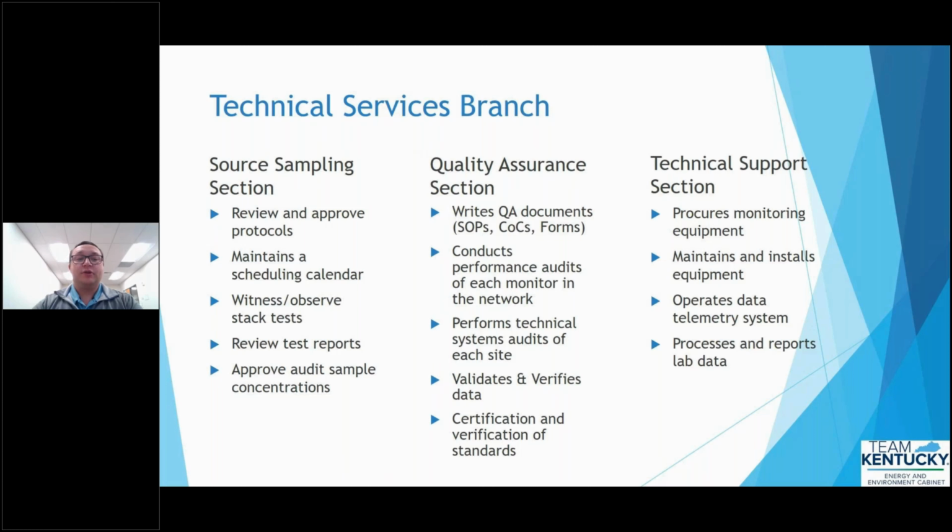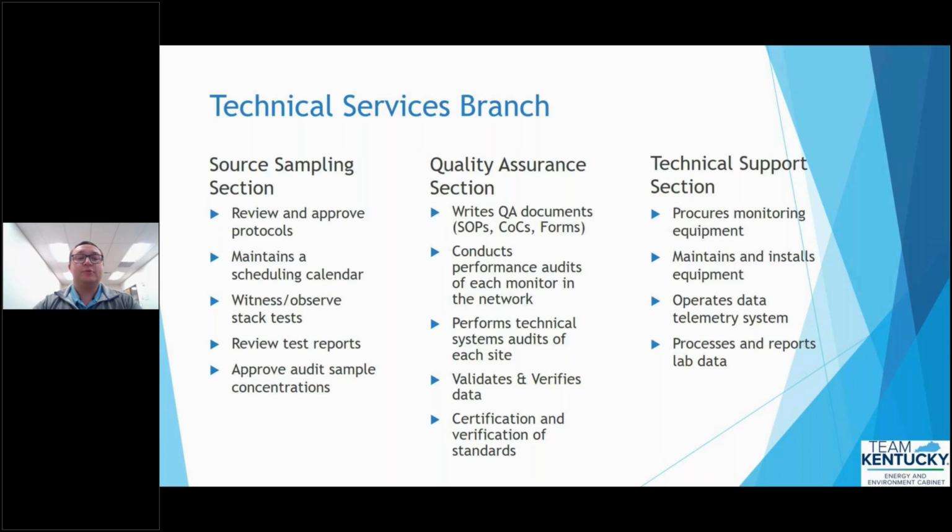The quality assurance section writes QA documents like a standard operating procedure. They conduct performance audits of all monitoring equipment in the state. They verify all of the data generated by our analyzers and samplers. They ensure every piece of equipment used directly and indirectly for air monitoring is certified and operating within its requirements.